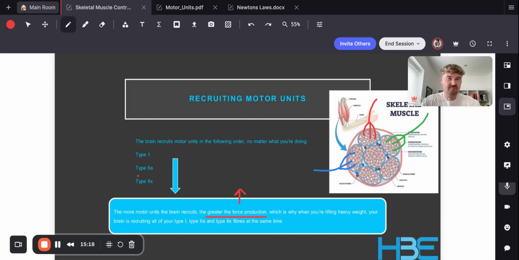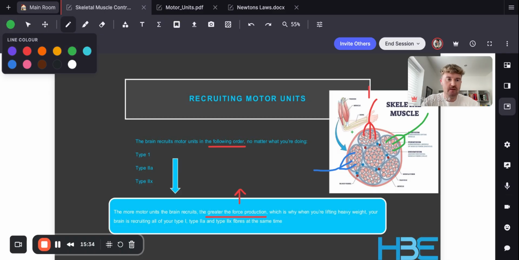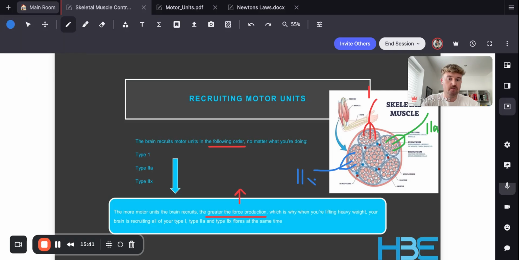And then finally, not that I think this is really that important at all. I can't see how they'd ask a long mark question on it. But the brain always has an order that it recruits fibers in. So let's just pretend that this is a type 1 motor unit. This is a type 2A motor unit. And then the blue one is a type 2X or a type 2B motor unit. They're basically the same thing. Technically, that is more correct in humans. But you get the mark for either of those.